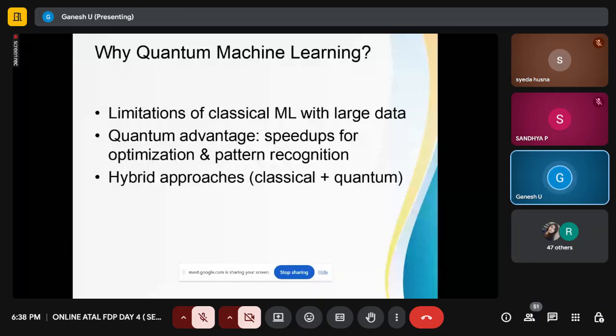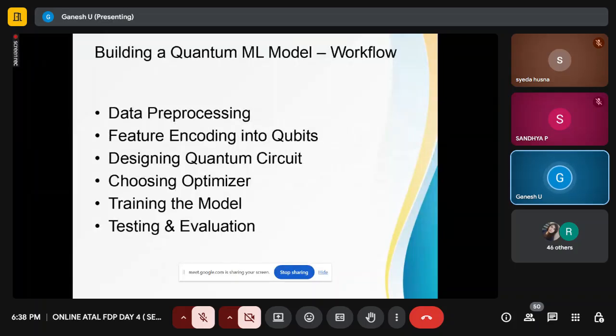When it comes to quantum, it has drawbacks, and error mitigation is the main problem there. That can be solved by combining with classical computers. That is the hybrid approach advantage. Next, building a quantum machine learning model, how the workflow will be, we'll see.